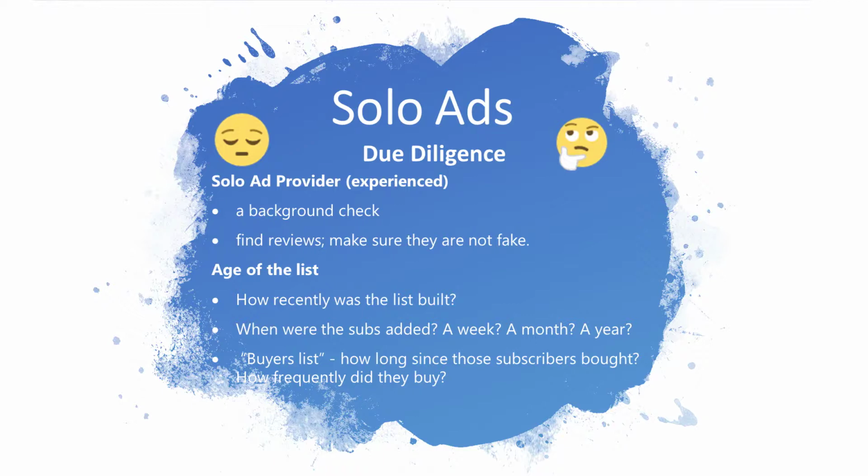It's also important to look at the age of the list. How recently was the list built? When were the subscribers added? A week, a month, a year ago? If the subscribers haven't been added for a period of time, the risk you run is that those subscribers are well and truly unresponsive by this stage. The longer it goes, the more unresponsive they will be.